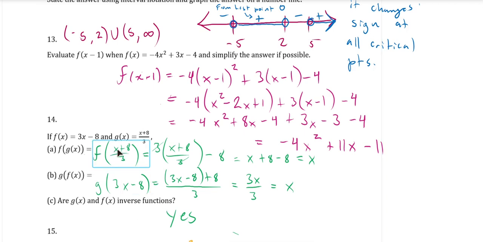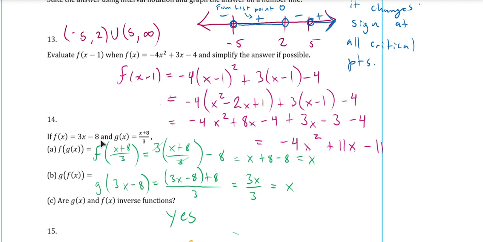So plugging in (x plus 8) over 3, which is the rule for g of x, into f of x, I then compose that with the rule for f of x, which is times it by 3 and minus 8 from it. When I do that, my 3's cancel and then my 8's, and I wind up with x itself.